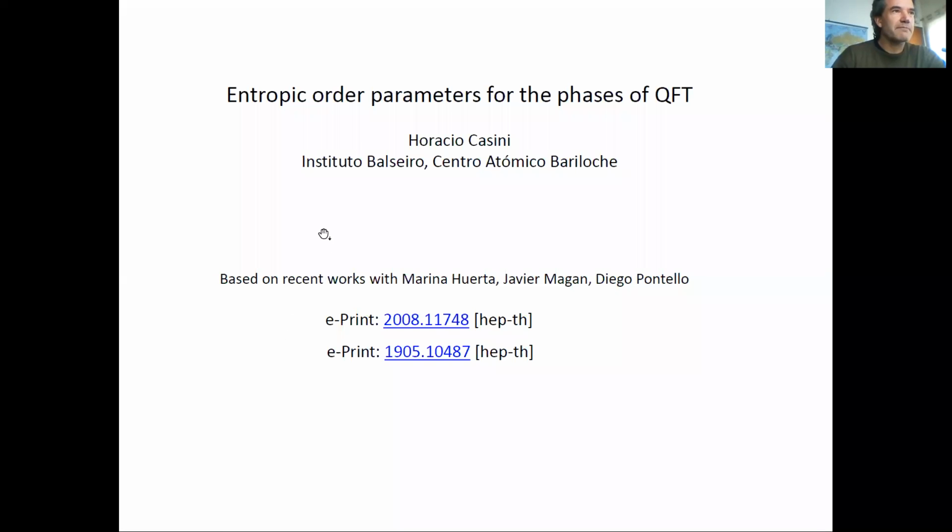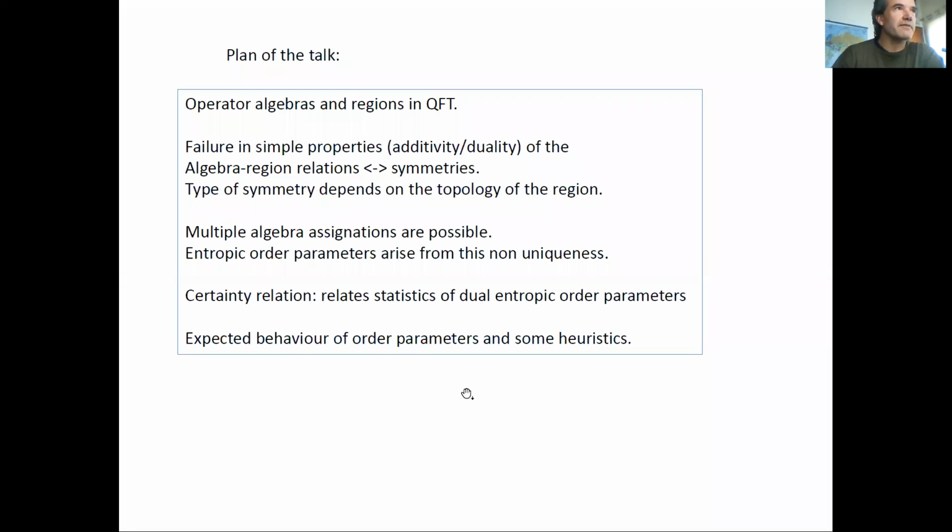This talk is about these two recent papers, done in collaboration with Marina Huerta, Javier Magán, and Diego Pontelo. And this is a brief plan of the talk. I will start describing the approach to quantum field theory based on operator algebras and regions, because it's the setup where things can be thought about better, especially the entropic quantities.